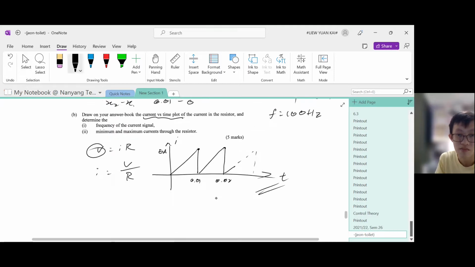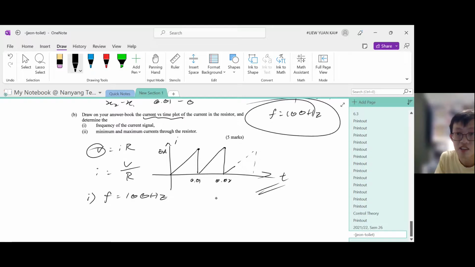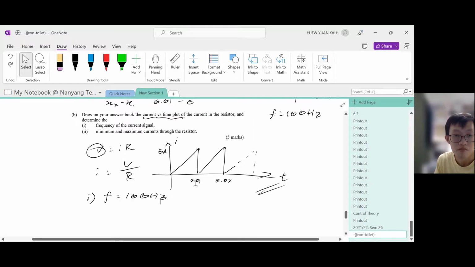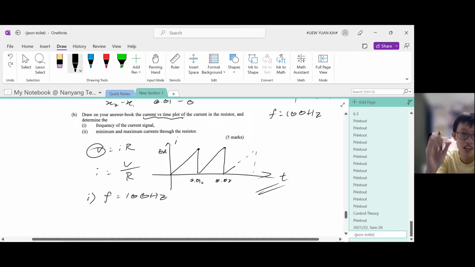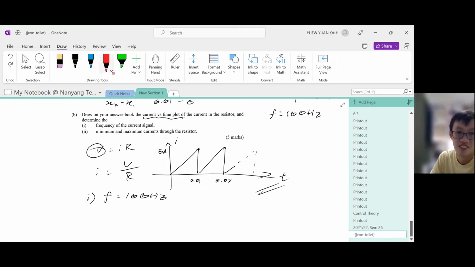Okay, determine the frequency. Because the period is the same, the frequency will be the same. So just like in the first question, the f will be 100 hertz, like we got here. So what is the minimum and maximum current? Looking at the plot, right? Minimum means where is the current the smallest? The smallest current you can go is just 0. You see, I can make my current go all the way down to 0. So 0 is the minimum current.